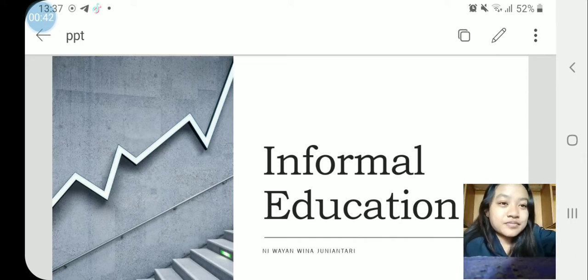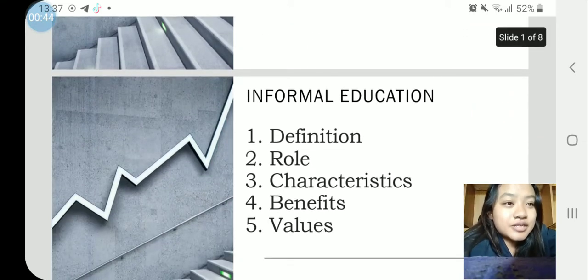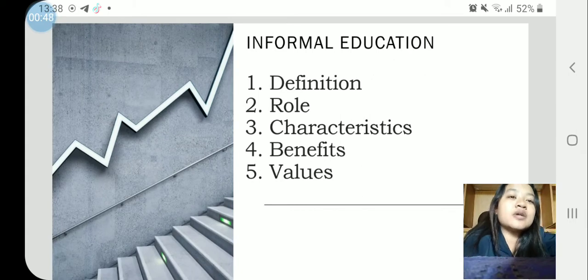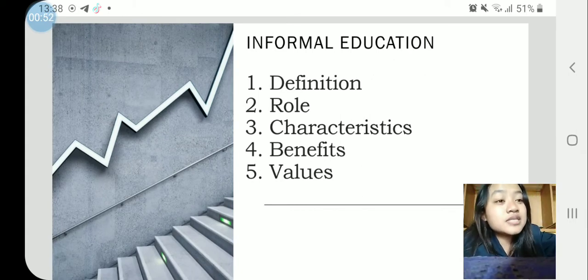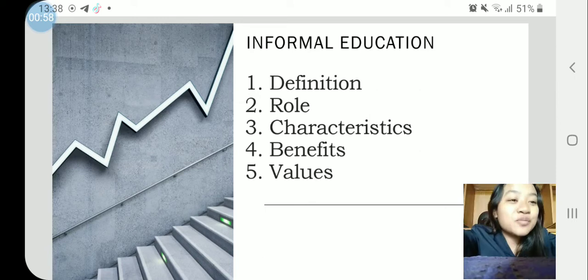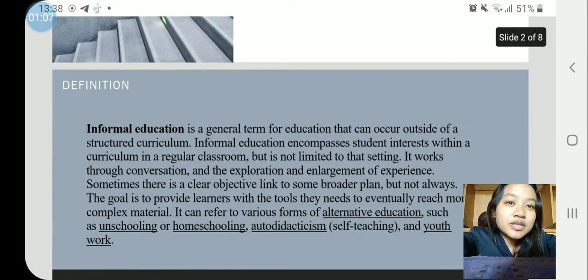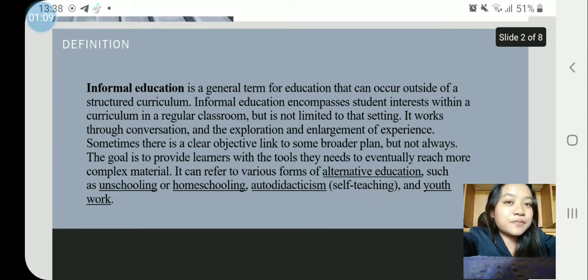So let's get started with the first slide. It's about what we are going to discuss in this video. The first one is definition, the second is role, or why there is informal education, the third one is characteristic, the fourth one is benefit, and the fifth one is values. So let's get started with the first slide, definition.